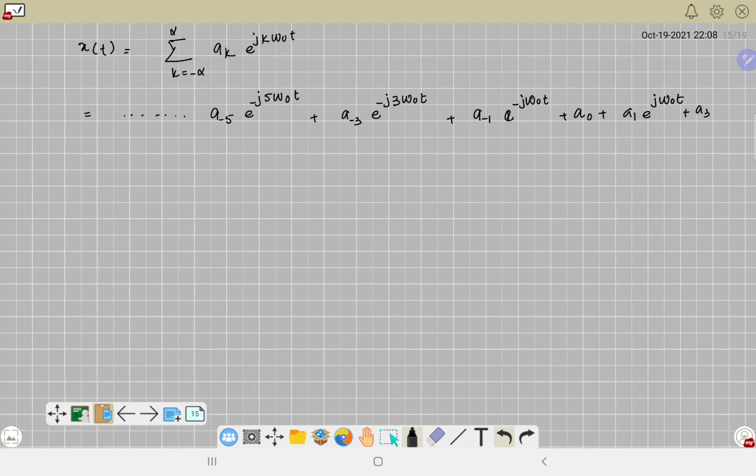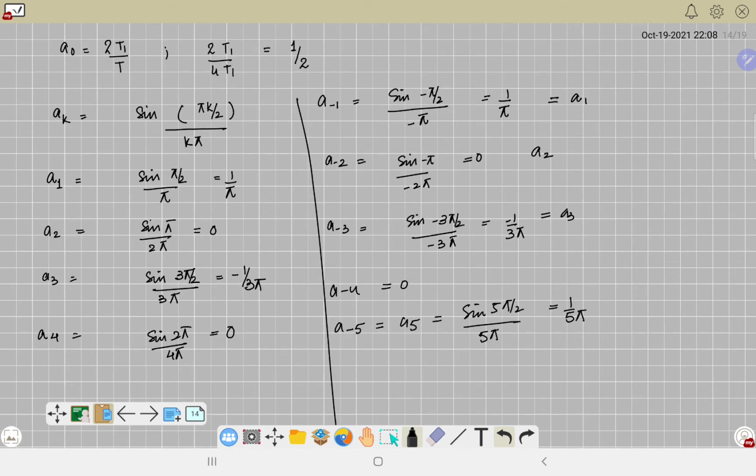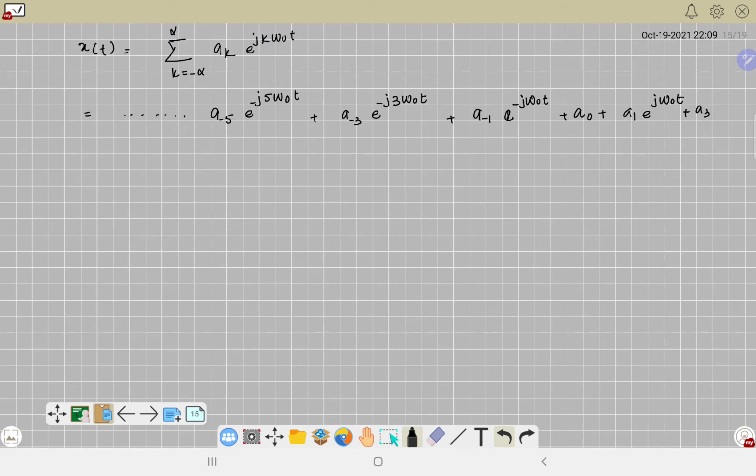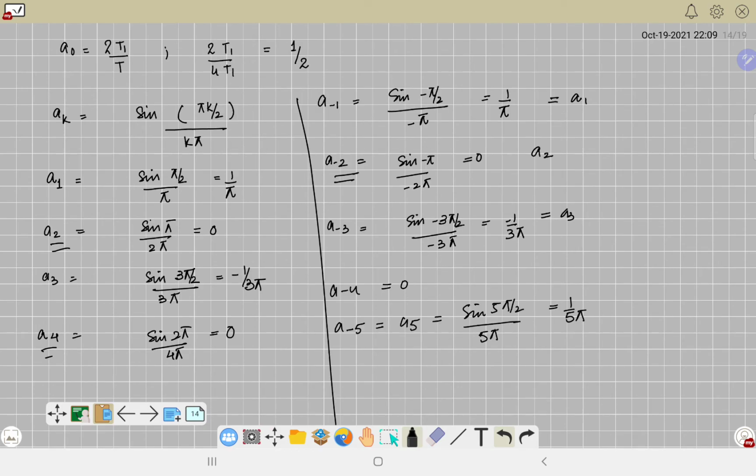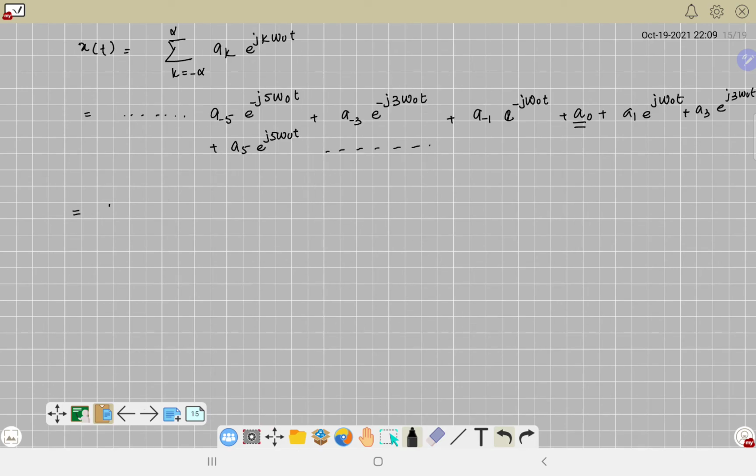Plus a1 e raised power j omega naught t. I am not using the even coefficients here because their values are 0, right? So I'm not using them here. Then a3 e raised power j3 omega naught t, then there will be a5 e raised power j5 omega naught t. Similarly, you can continue as much as you want. Then you can just rearrange. First we will write the constant term, whose value came out as 1 by 2.